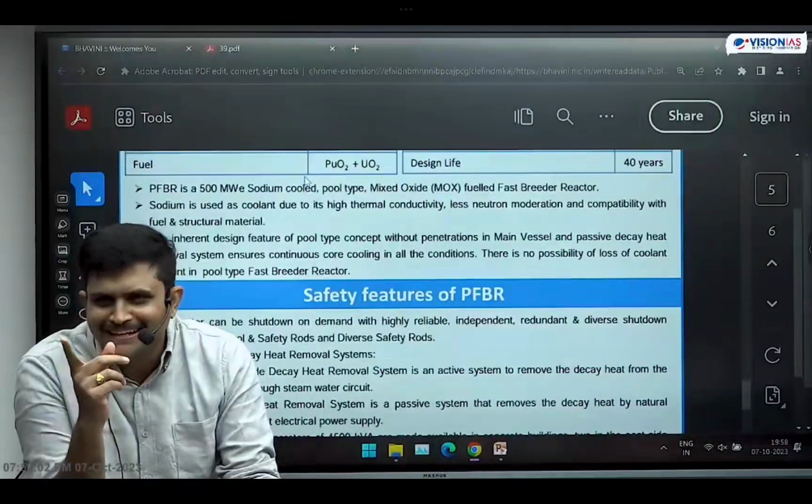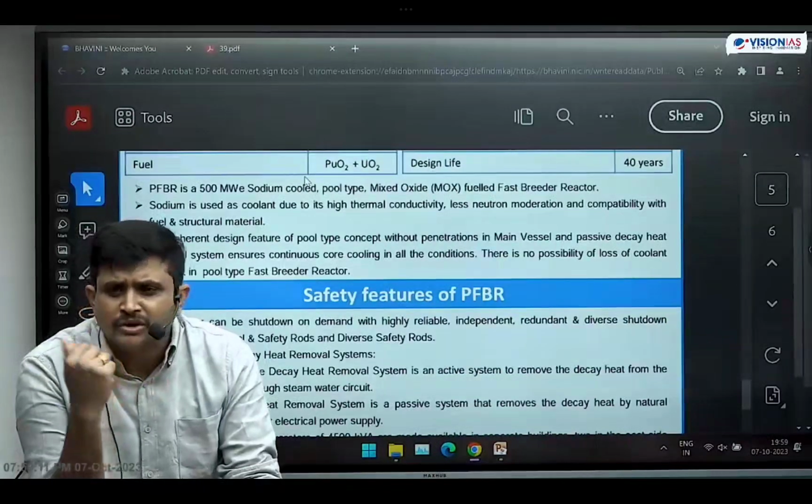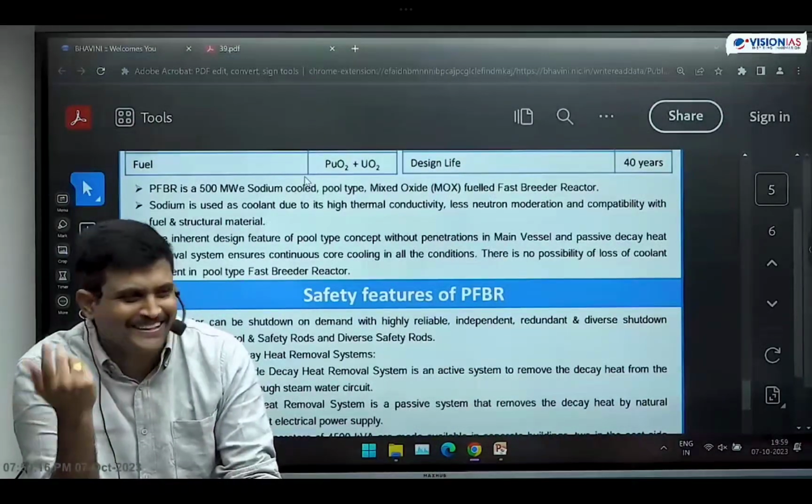One more point we can add there. Rather than depending upon uranium, here we are depending upon plutonium. So dependency on other countries can be reduced. This is an important point. So I will stop here.